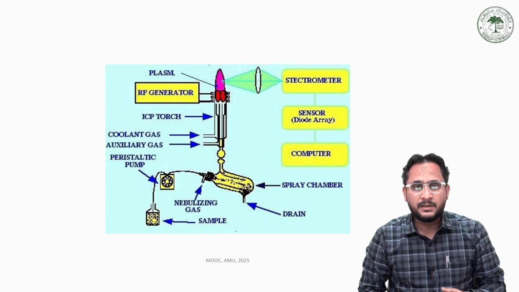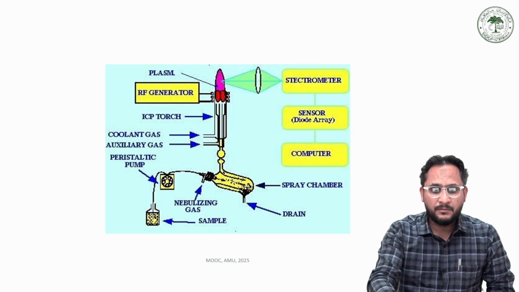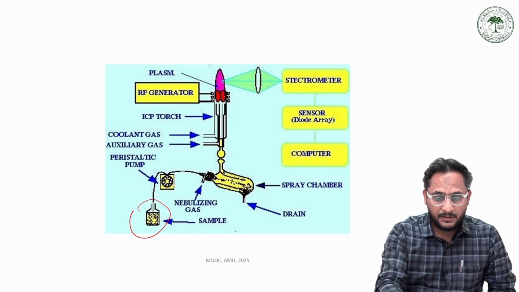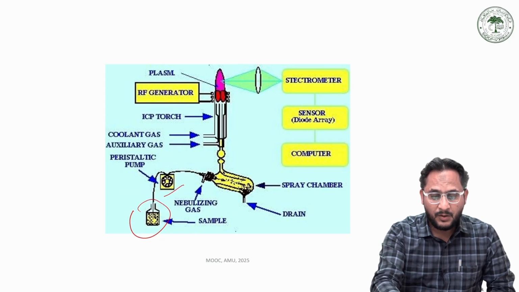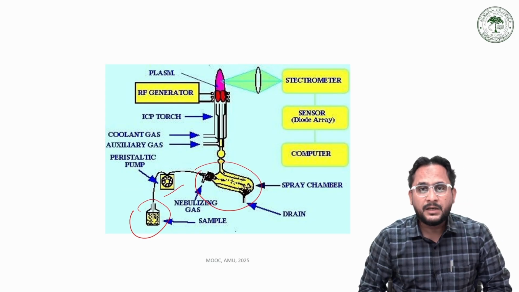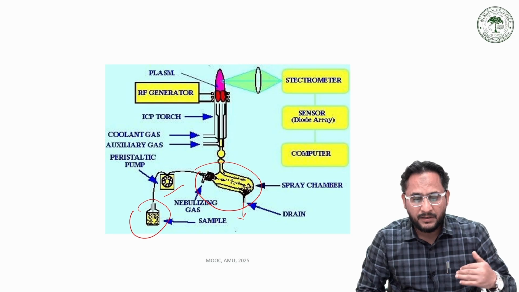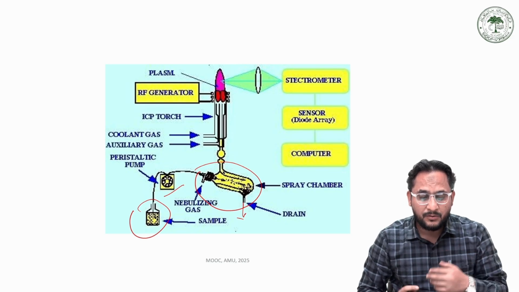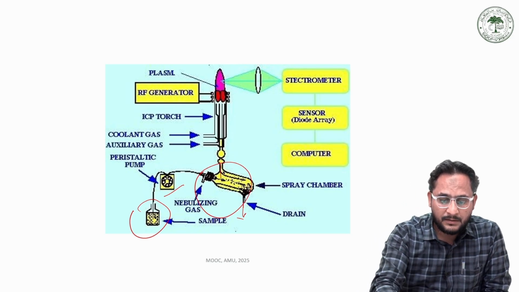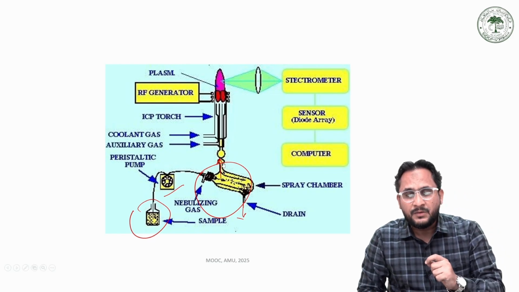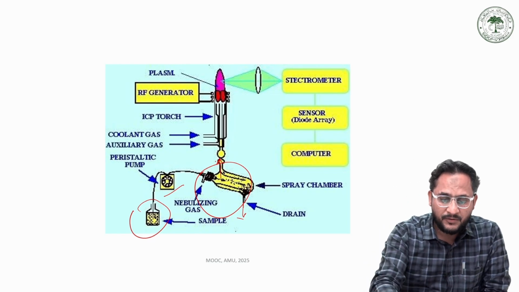This is a schematic diagram showing our sample. Then we have this peristaltic pump, which pushes the sample into the nebulizer, and in this nebulizer the excess sample is drained out towards the bottom. Then we have argon gas, which converts this sample into aerosol, and from this the argon-based aerosol is then injected into the plasma torch with the help of spray chambers.